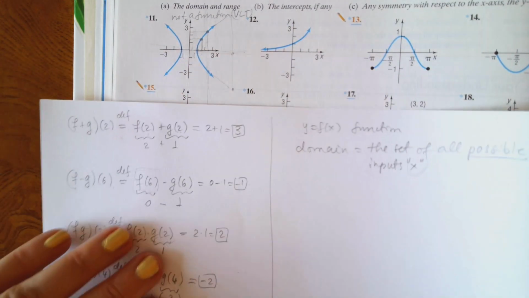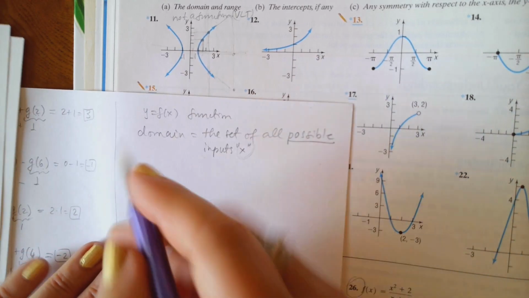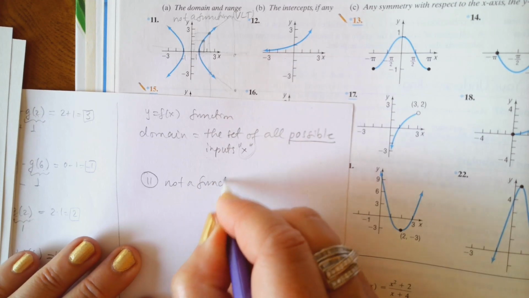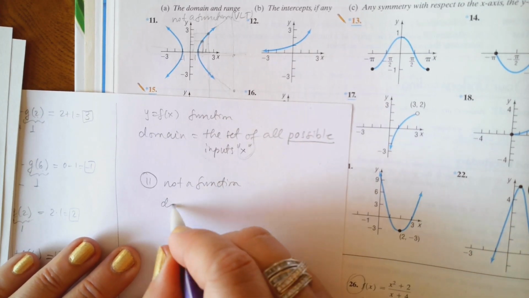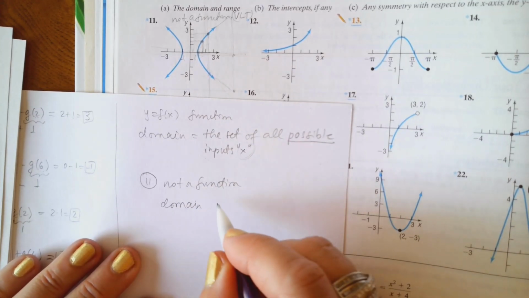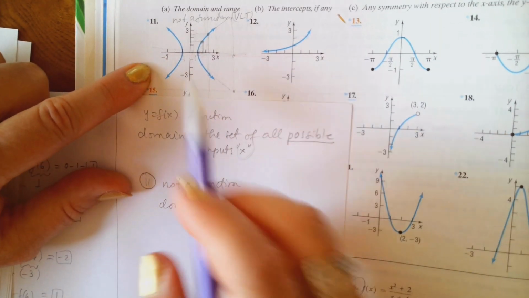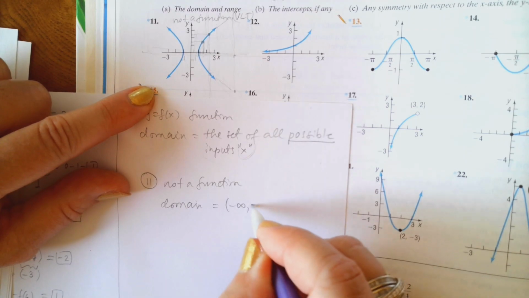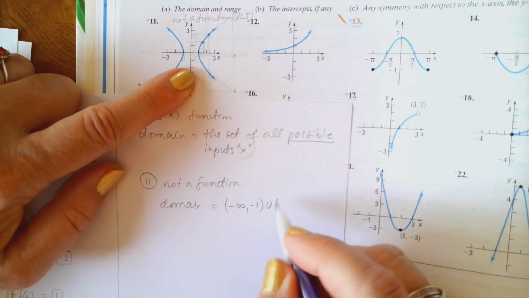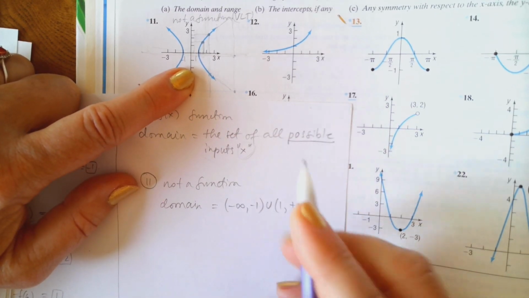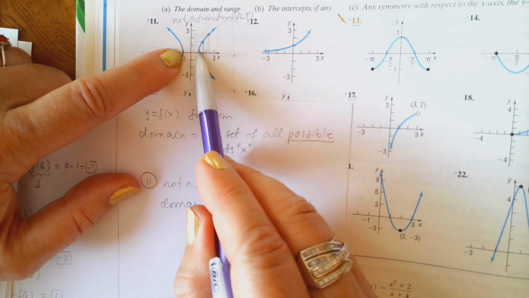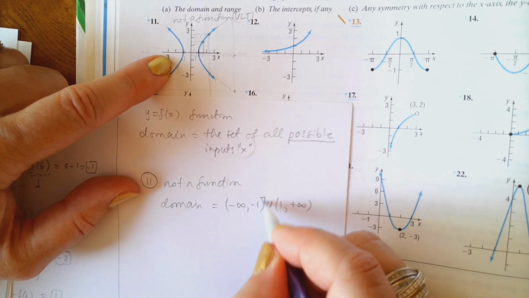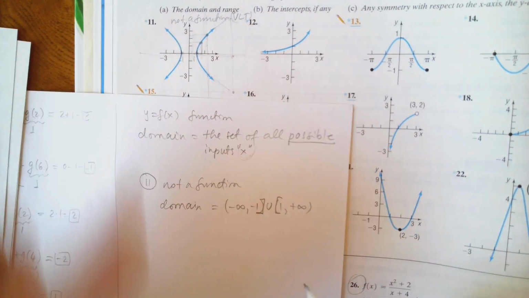So let's write the domain. For problem 11, we said this is not a function. Then the domain will be, what did we say? We say any numbers between -infinity and -1 together with any numbers between 1 and +infinity. The question is, should I include 1 and -1? Yes, because those are actually this point and this point on the graph. So I should have bracket here, bracket here.